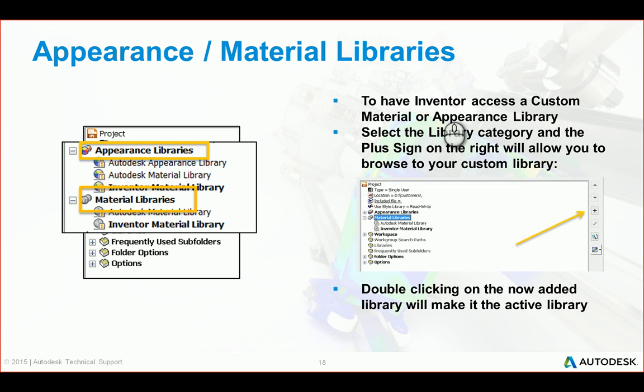If you have a custom library you've gone through and created, we'll be going over that, and you want to add it, you'll notice on the right hand side the plus button. You'll hit the plus button and browse to it, and then it'll get added to the list, and then you just double click on it and it'll get highlighted, and that'll be your default library.